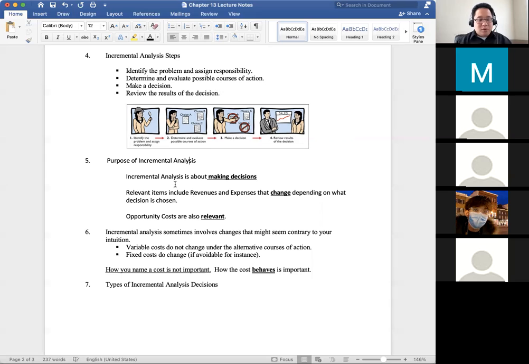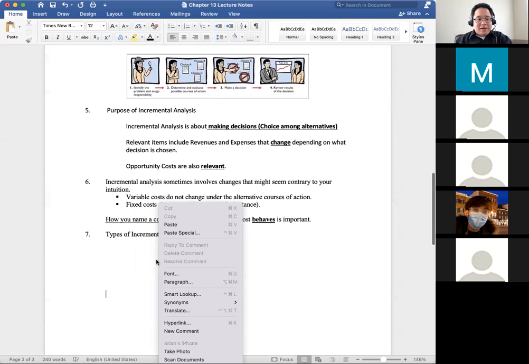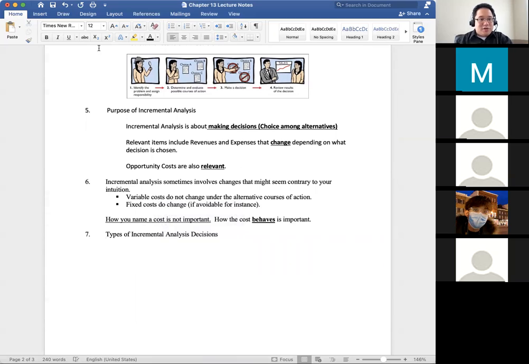So when you perform incremental analysis, you're talking about making a decision, or a choice among alternatives. Okay. Let's skip down to number 7. What are some incremental analysis decisions you can make?